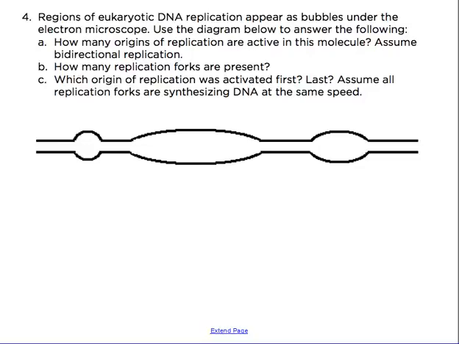So we can see 3 bubbles here. And the origins of replication, I'm going to draw as a line in blue, would be in the middle of all 3 of these replication bubbles. So there are 3 origins of replication active in this molecule.